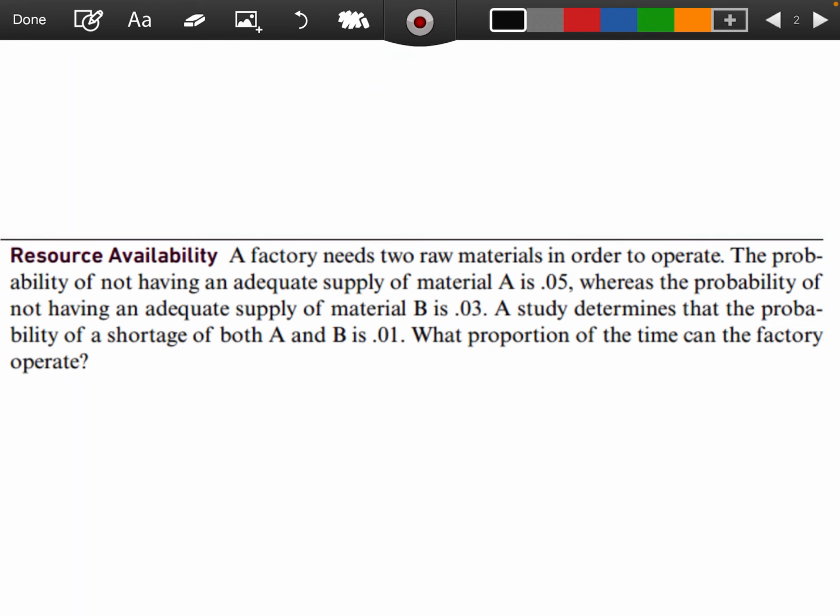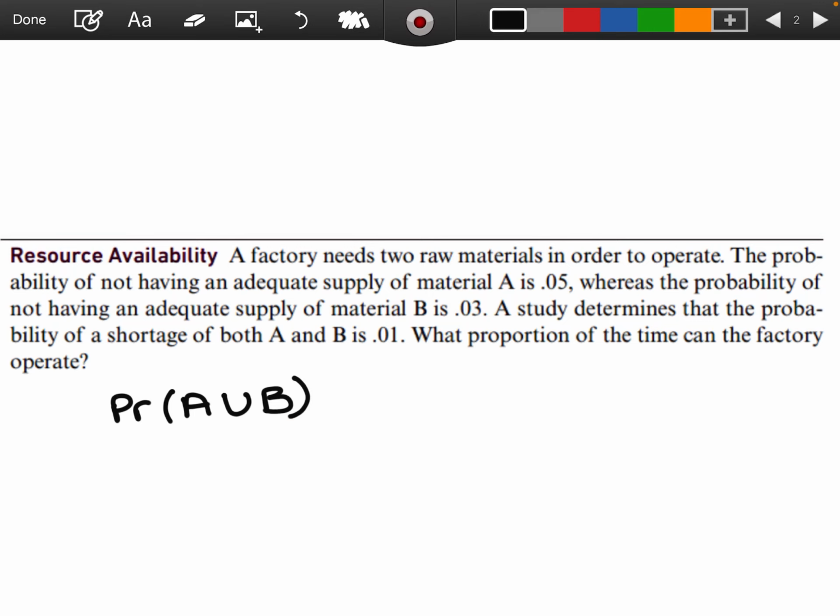So in order to operate, it needs a good supply of both of those materials. So I'm going to look at the probability of having a shortage of A or a shortage of B. Okay? If we've got a shortage of A, we know we can't operate. If we've got a shortage of B, we can't operate. And if we've got a shortage of both, we definitely can't operate.